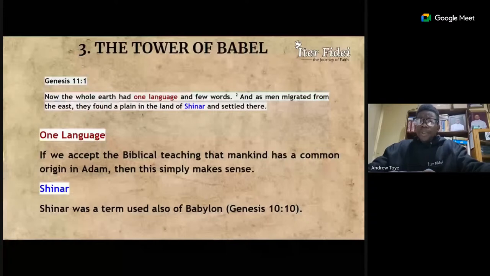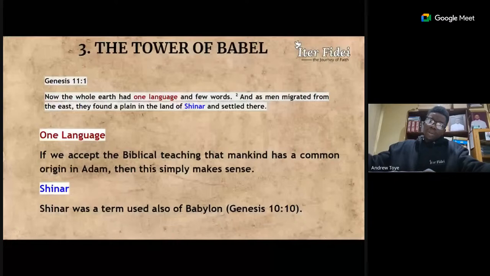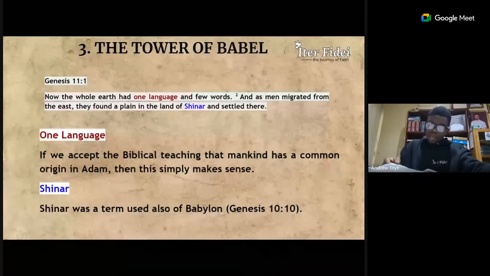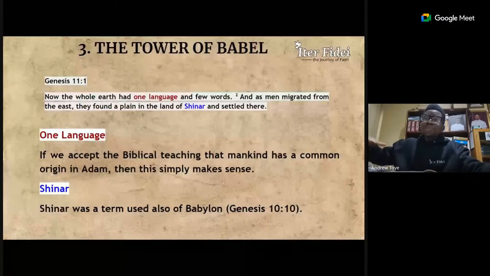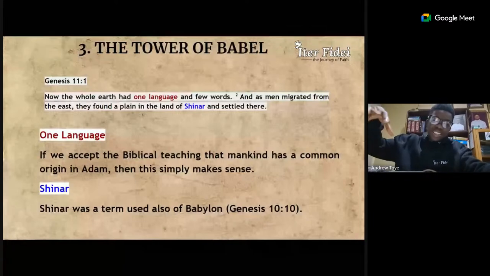So Shinar was a term used also to refer to Babylon. If you read chapter 10, verse 10, it says that his kingdom originated in Babylon, Erech and Akkad, all of them in the land of Shinar. Okay, so Babylon was more or less in Shinar. So we can use the terms interchangeably.